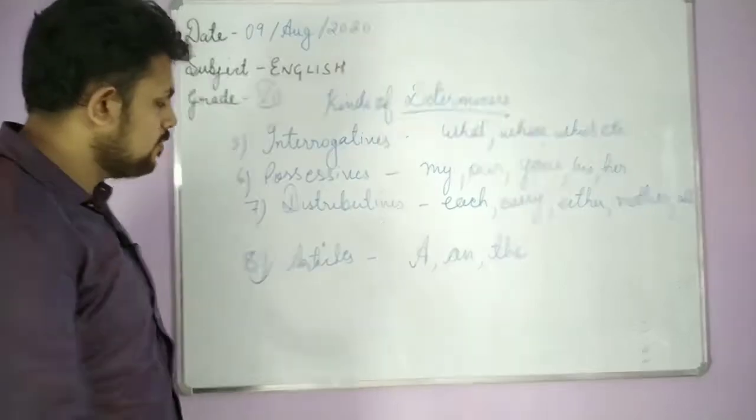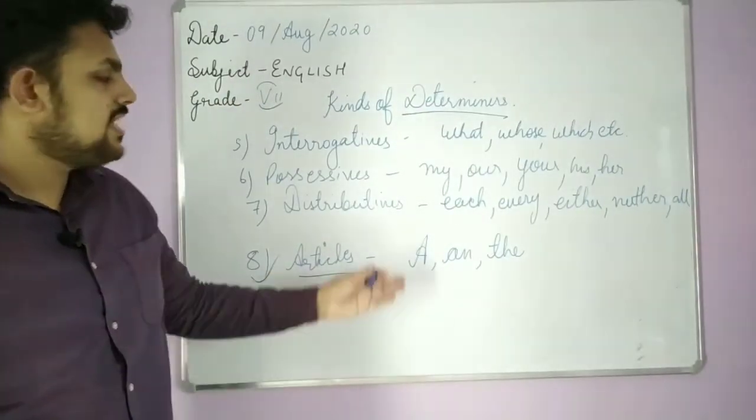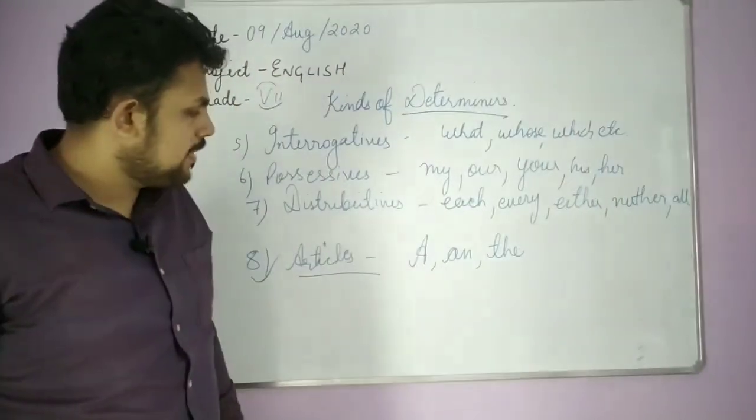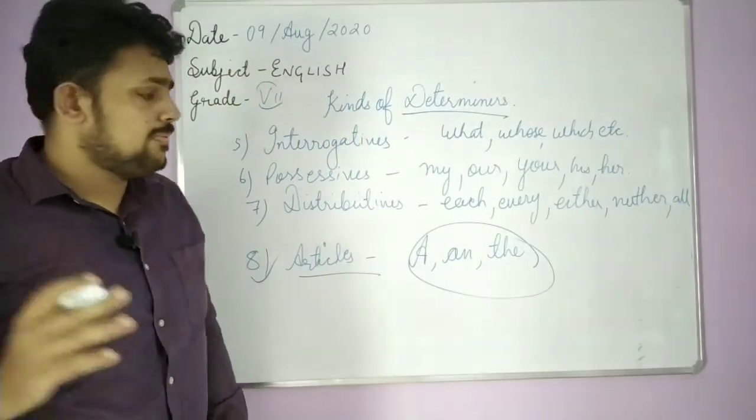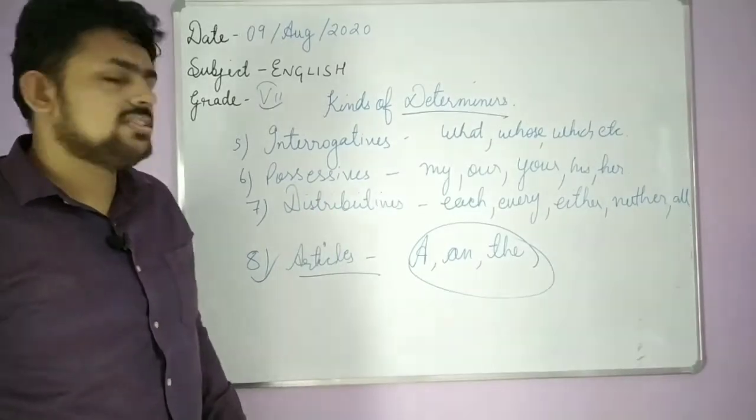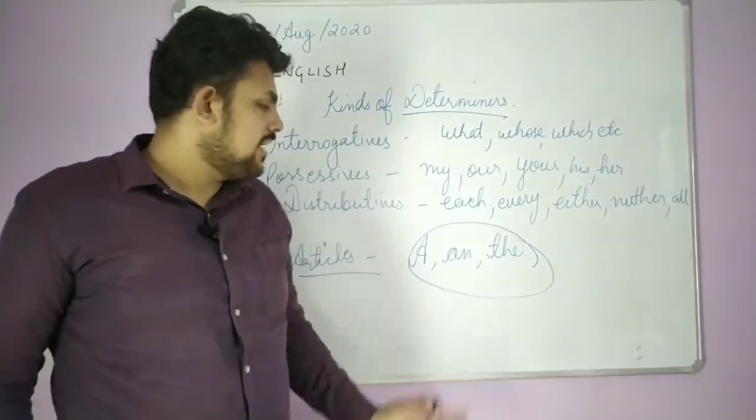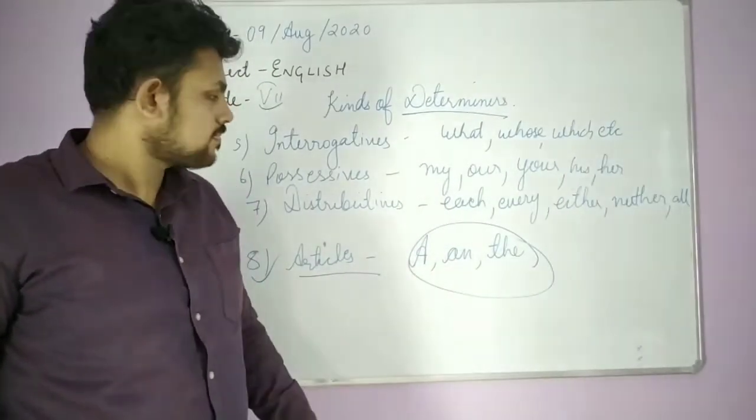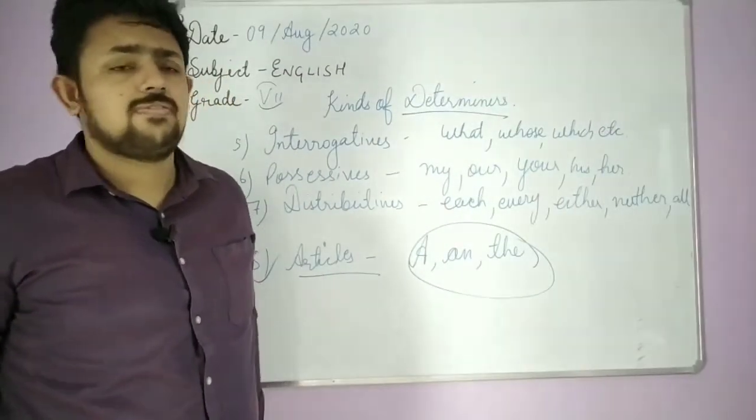Article, we often get confused that it is the determiner only, but it is a kind of determiner. A and the, it has been studied from the very beginning. We must have been taught from the very beginning. So a and the. Where to use a? A is used before a consonant, an is used before vowels, and the is used, as you know, about some specific person or place.